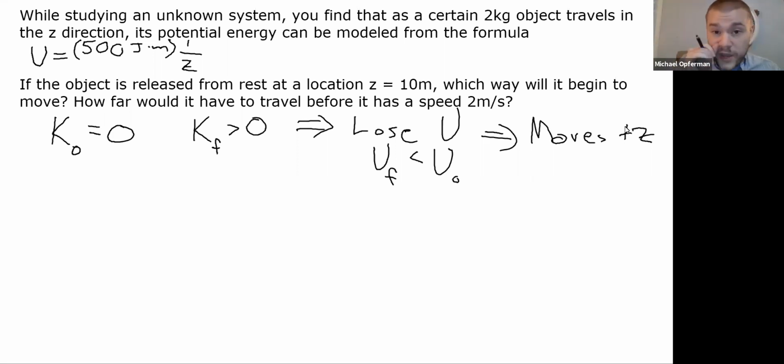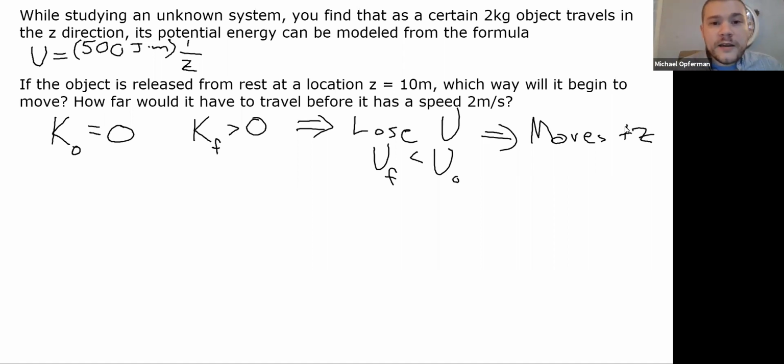Okay, so now I know which way it's moving. Now the quantitative part of the problem. I want to actually use the conservation of energy procedure. So first thing I need to do is identify what's the system I'm studying. It's this object. That's pretty self-explanatory. What are the types of energy that I need to keep track of?